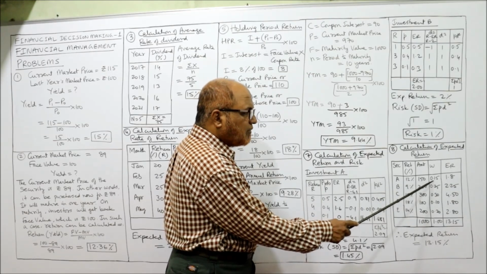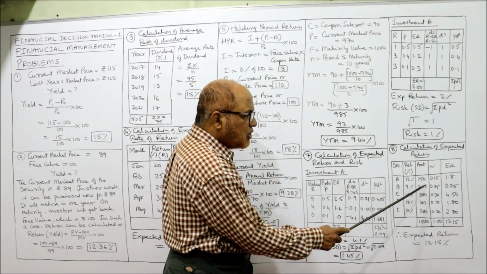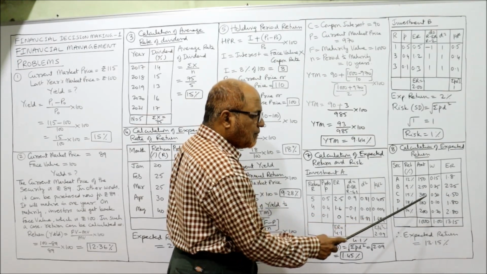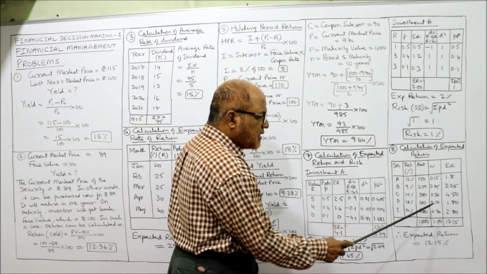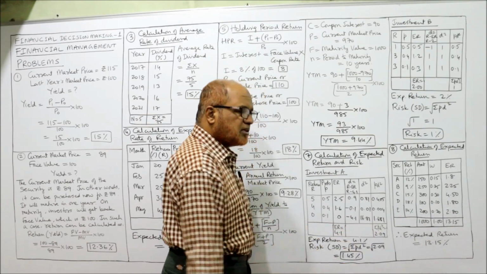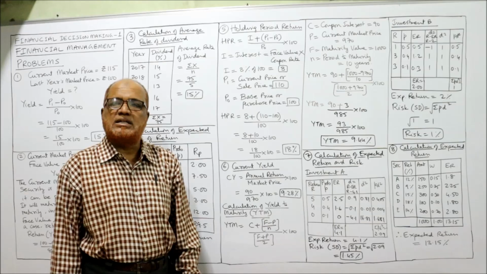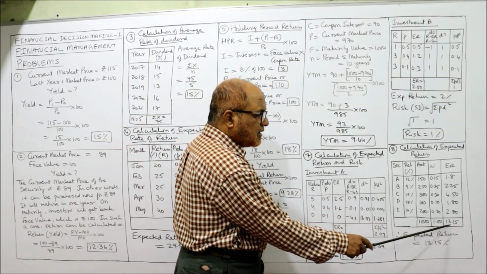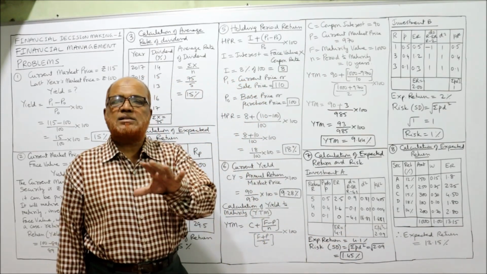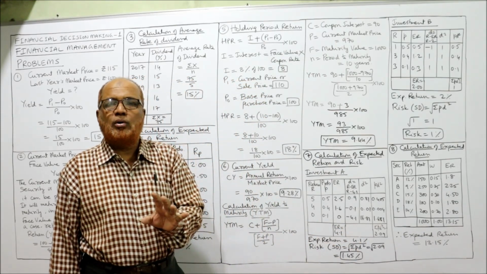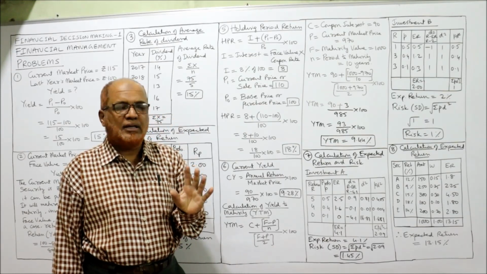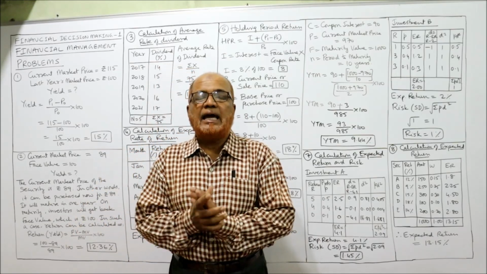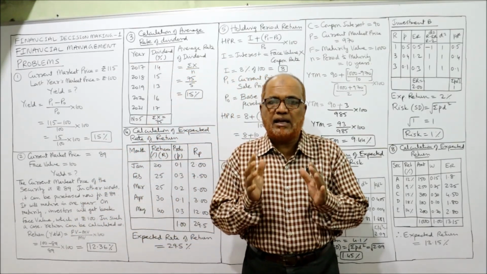12 into 0.15 is 1.8. 9 into 0.25 is 2.25. 15 into 0.3, 4.5. 18 into 0.1, 1.8. 14 into 0.2, 2.8. Multiply the weight with the return. We got the expected return. Take the total of the expected return, 13.15. So the expected return of the portfolio, which consists of 5 securities, is 13.15%.